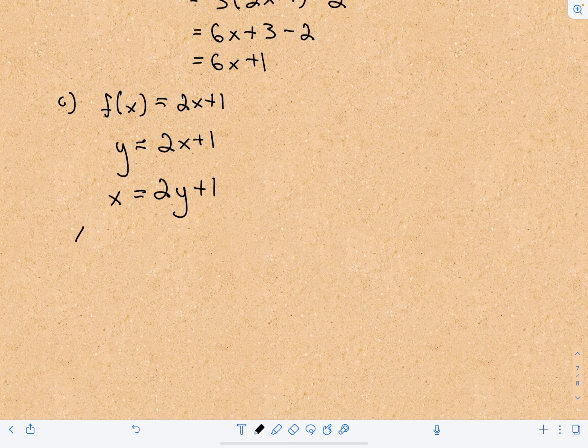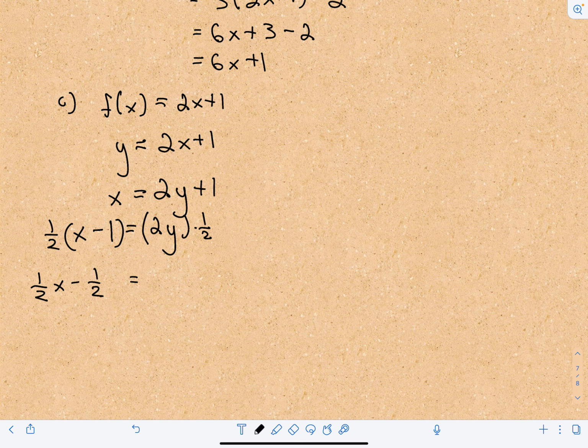So I'm going to start off by subtracting 1 from both sides. I would be left with x minus 1 equals 2y. Now I'm just going to either divide both sides by 2 or equivalently multiply both sides by 1/2. There's 2 different ways you could write this. We could distribute and write 1/2 x minus 1/2. Or you could also write it as x minus 1 divided by 2. Either of those are great.